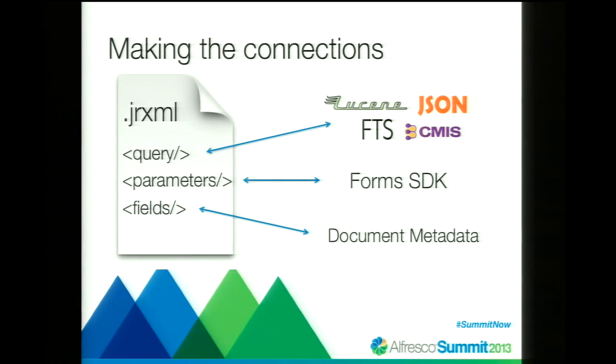So here, I'm going to put it all together a little bit. We've got our JRXML file that can use Lucene, FTS, CMIS, even JSON as a data source. We're showing our parameters from our JRXML files in the user interface through the Forms SDK. And then we're showing our fields, our actual document metadata from our custom model. OK, so our stated goal here was to make reporting easy. And this doesn't exactly look easy. It actually looks kind of complicated.